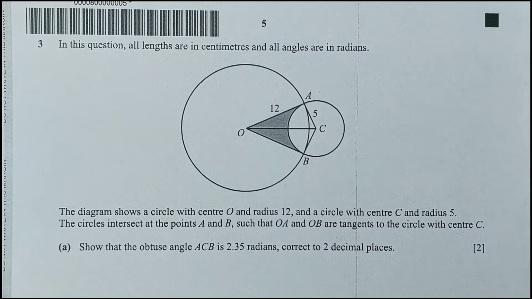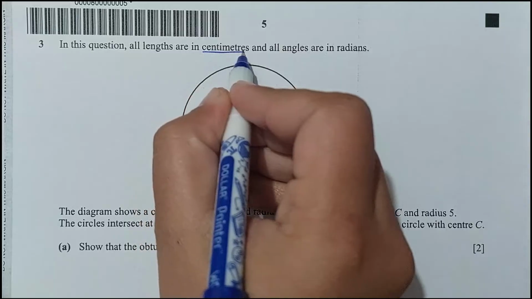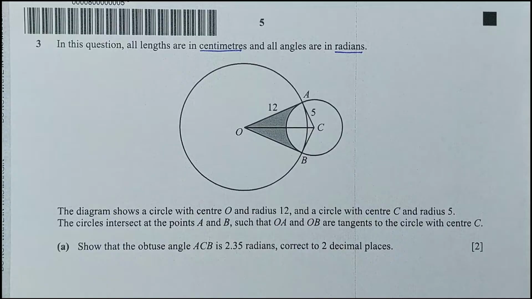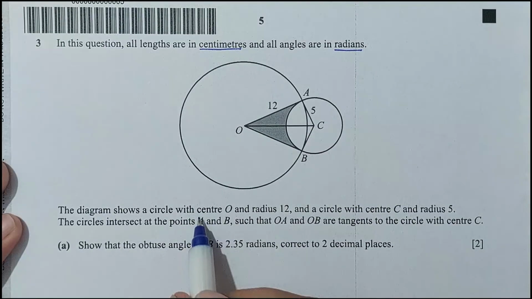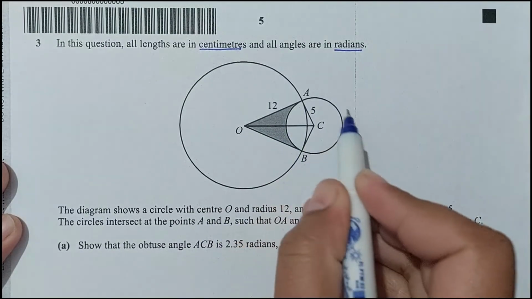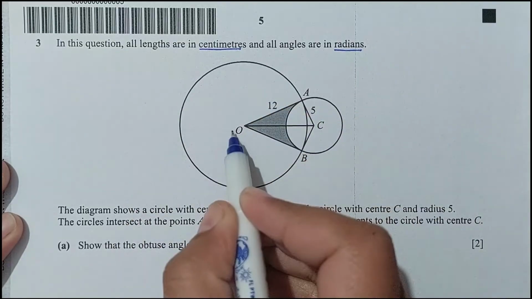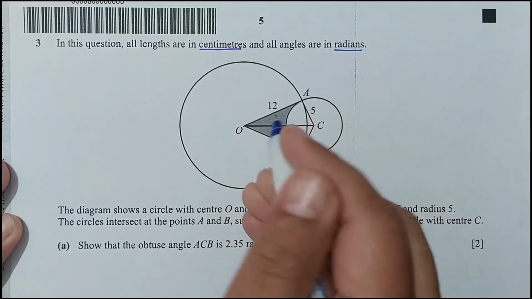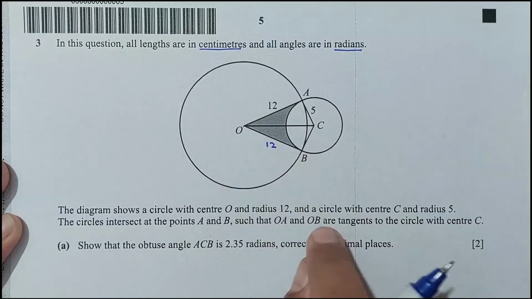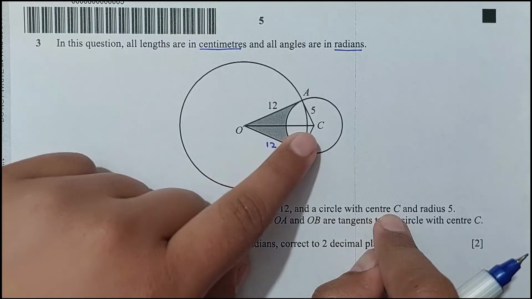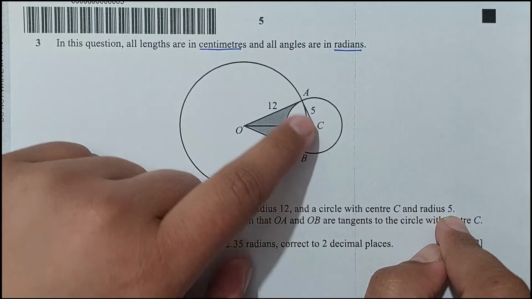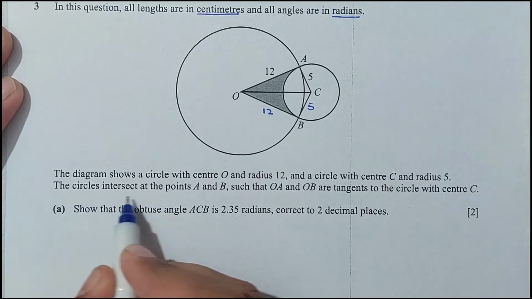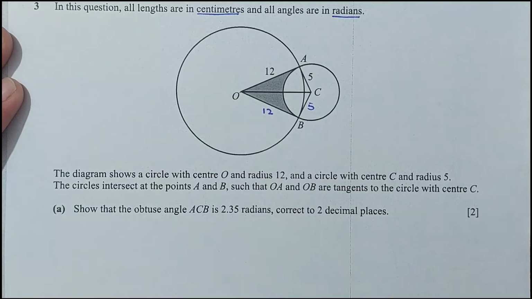Question number 3. In this question, all lengths are in centimeters and all angles are in radians. Keep in mind. The diagram shows a circle with center O. And the radius is 12, so O to A and O to B is 12 centimeters. And a circle with center C and a radius of 5. C to A and C to B is 5. The circles intersect at points A and B.